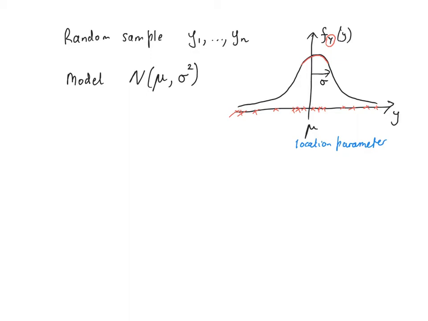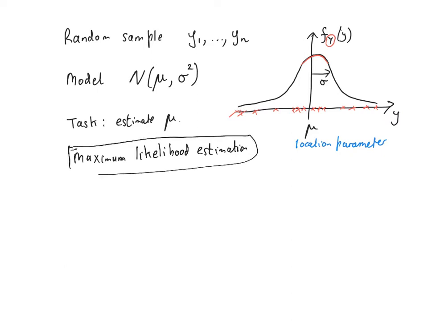and our task today is to estimate the location parameter mu. We're going to do this by using a technique called maximum likelihood estimation. This is a very important technique that's been used extensively in estimating the parameters of a statistical model.